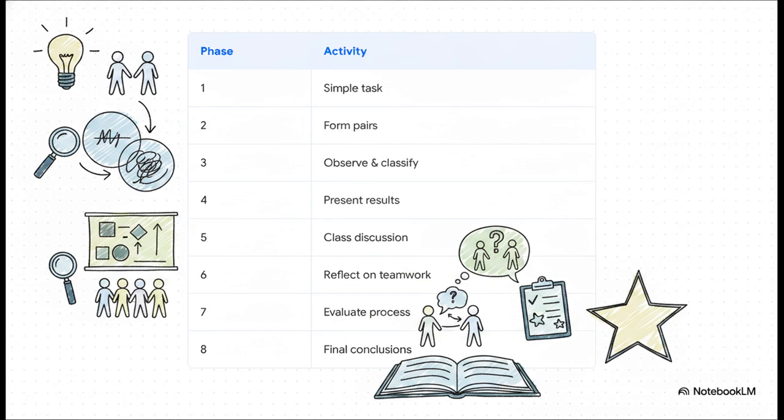By phases 4 and 5, that micro-collaboration goes macro when pairs present to the entire class. Now, do not skip over phases 6 and 7. This is absolutely crucial. This is where pairs explicitly reflect on how well they actually work together. And finally, phase 8 brings us to the final academic conclusions.